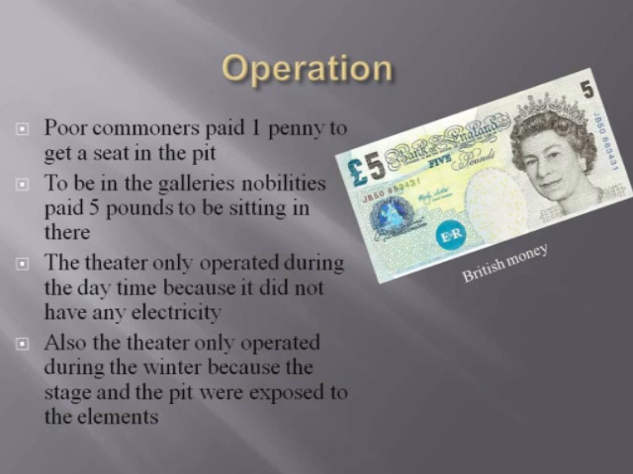Operation. Poor commoners paid 1 penny to be seated in the pit. To be in the galleries, nobility paid £5 to be seated there. The theatre only operated during the daytime because it did not have electricity. Also, the theatre only operated during the summer because the stage and the pit were exposed to the elements. On the right is British pounds.